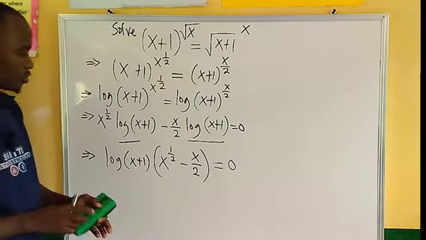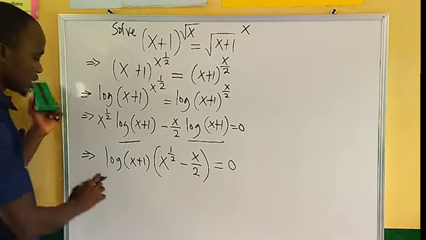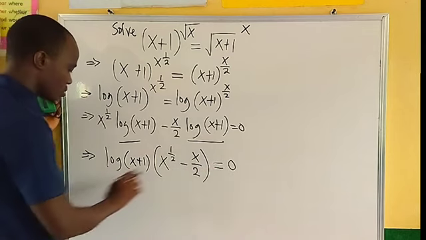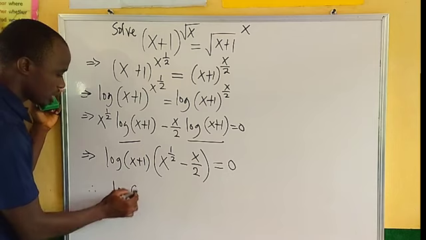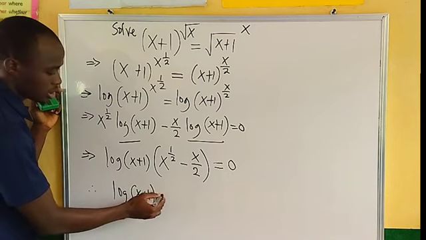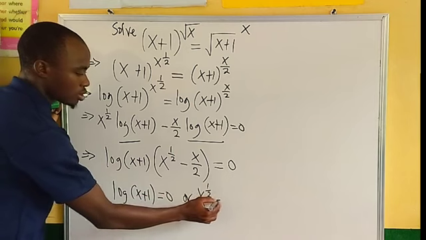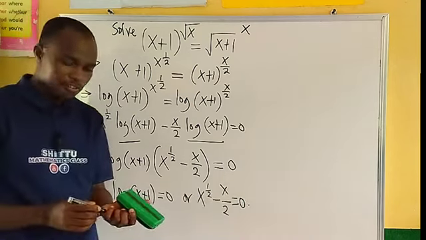So now if you remember, when you have this kind of situation, what you are going to do is say that either this is equal to 0 or this one is equal to 0. So therefore we have log(x + 1) = 0, or x^(1/2) − x/2 = 0. Are you following?